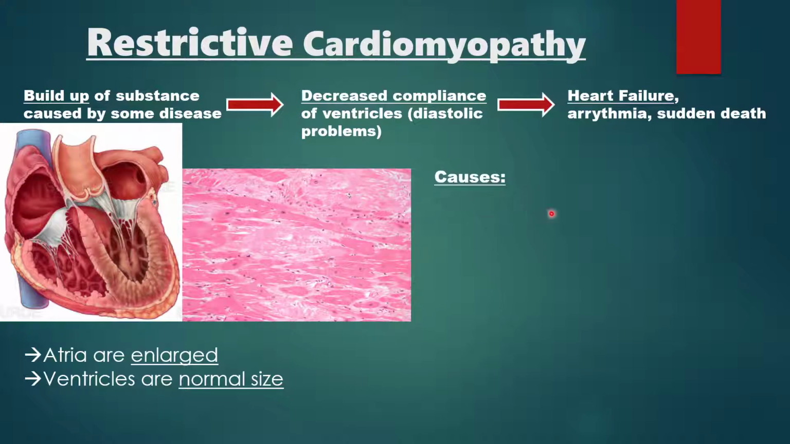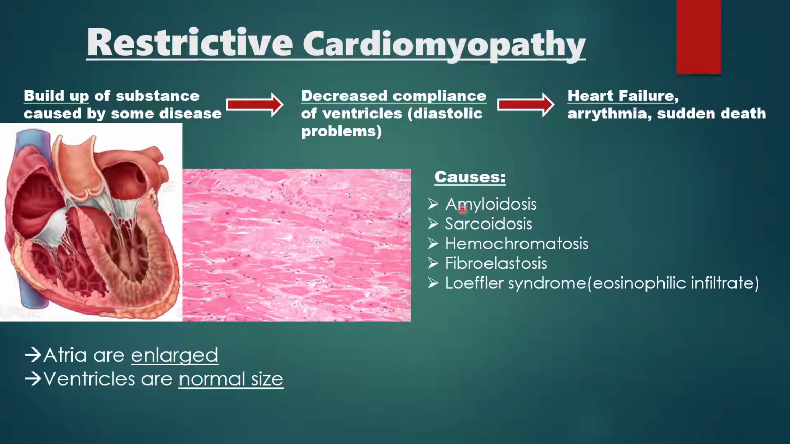And so let's talk about the substances, right? There's a bunch of them. There's amyloidosis, which we talked about here. It's just a buildup of amyloid. There's sarcoidosis, which is the non-caseating granulomas that form. That granulomatous inflammation can cause damage to the myocytes. There's hemochromatosis, there's fibroelastosis, Loeffler syndrome, which is eosinophilic infiltrate into the myocytes. Again, you don't really have to remember these specifically. You can just remember that any kind of buildup caused by these diseases will cause a restrictive cardiomyopathy.